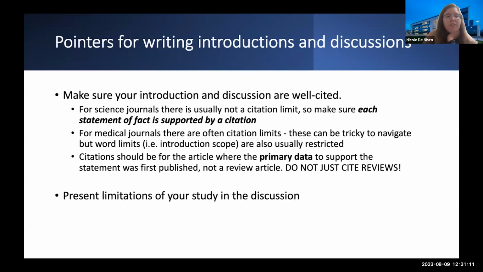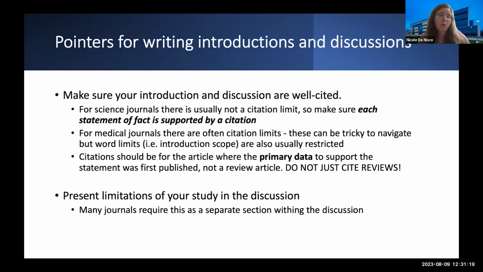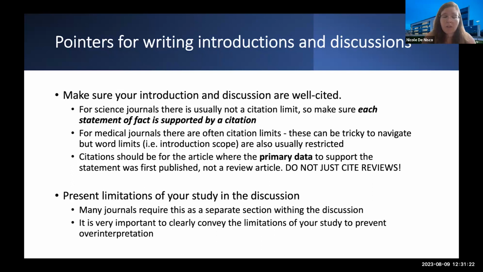Okay. So, and then in the discussion, it's important to present the limitations of your study. And so many journals actually require this as a separate section within the discussion, and that's great. So in this section, it's very important to clearly convey the limitations of your study. And this is important to prevent overinterpretation, right? So you want to make sure that the readers understand there are limitations to every study, and that is fine, right? I mean, we cannot do everything, and one paper should not do everything. And so the fact that there are limitations is fine, and it's good to just make them transparent and known, and it can identify areas of new study as well, right?